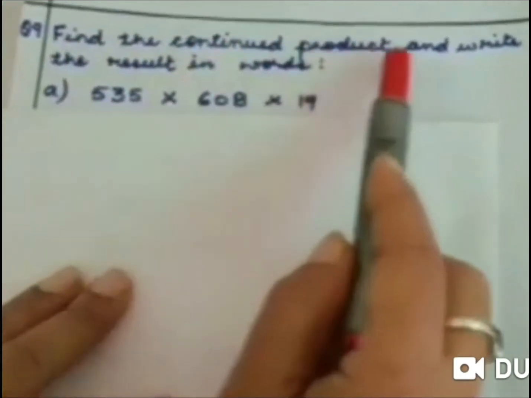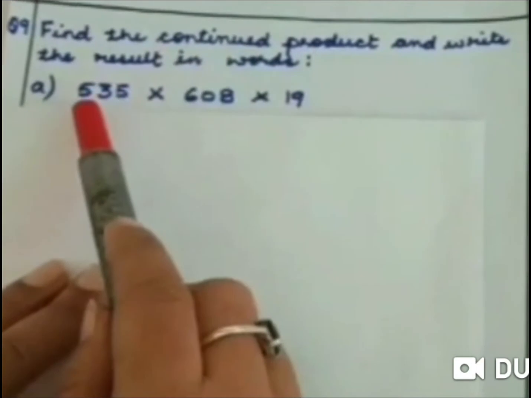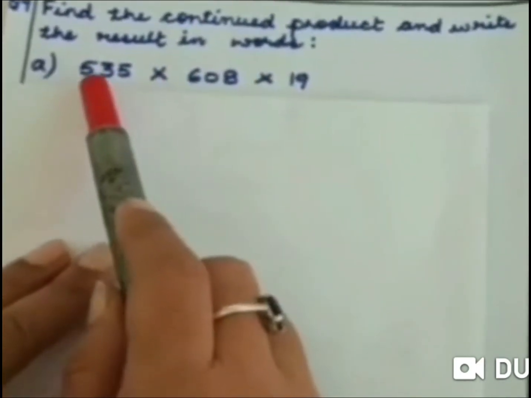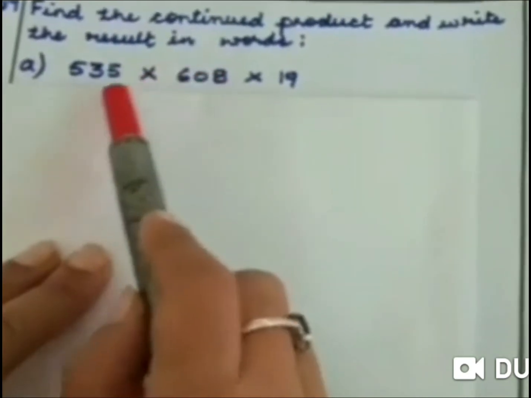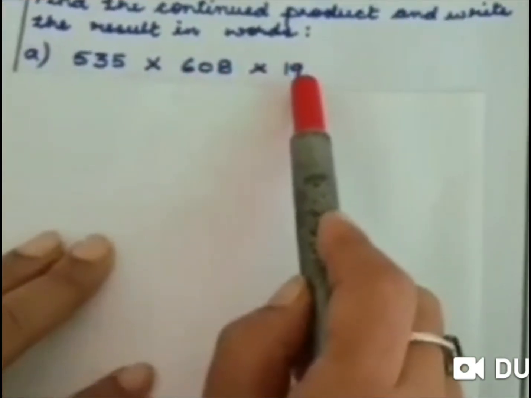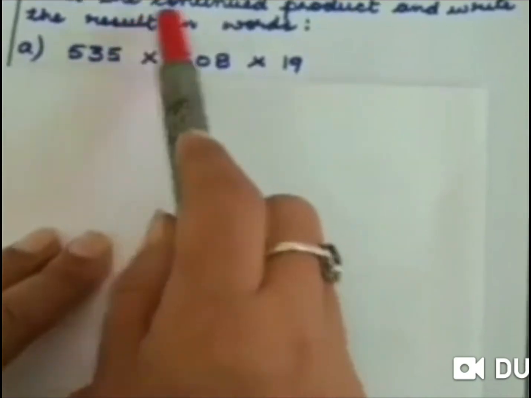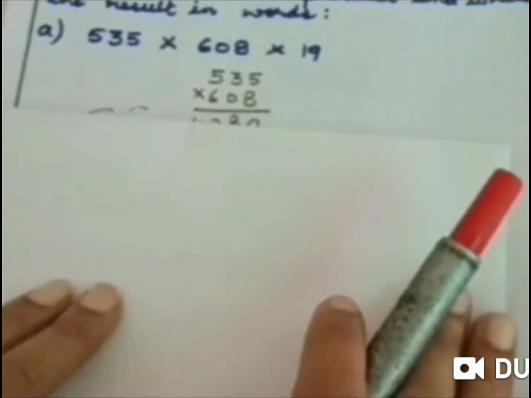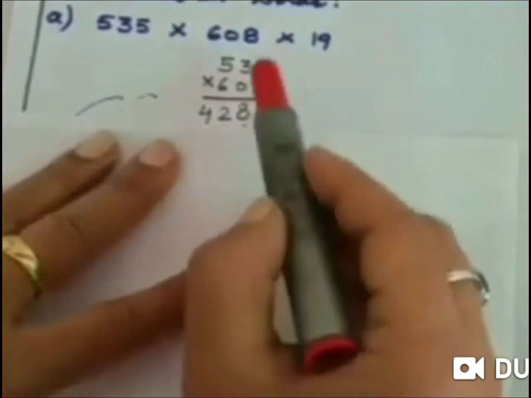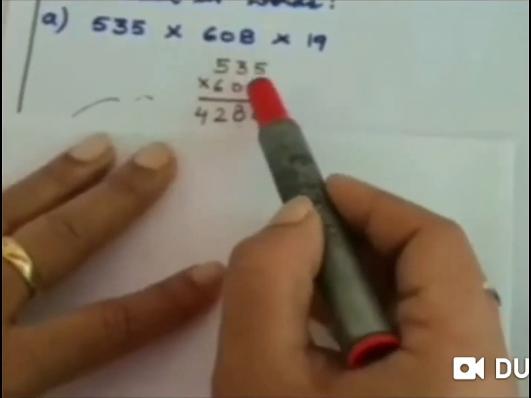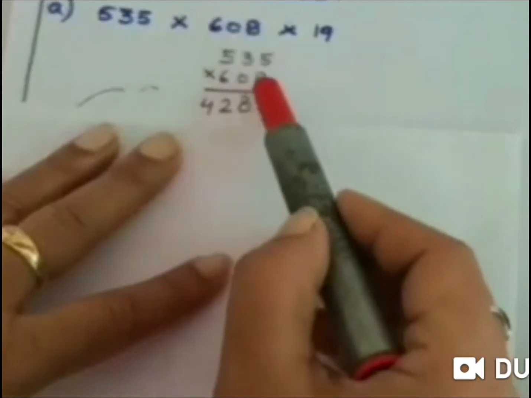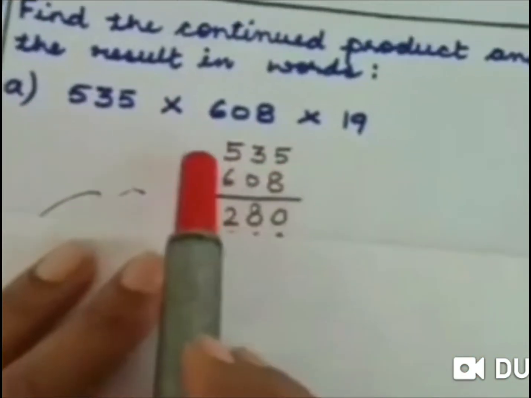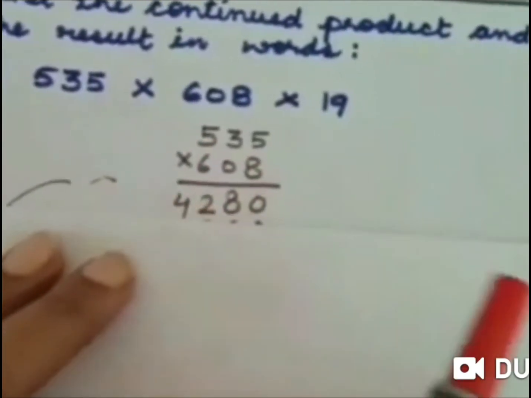Find the continued product and write the result in words. So here there are three numbers that you have to multiply. You cannot multiply three numbers altogether. First we will multiply two numbers. The product will then be multiplied by the third number and the final product will be written in words. So first let us multiply the first two numbers. 535 multiplied by 608. First multiplying 535 by 8. 8 5s are 40, 0 here, 4 carry, 8 3s are 24, 24 plus 4 is 28, 8 here, 2 carry, 8 5s are 40, 40 plus 2 is 42.